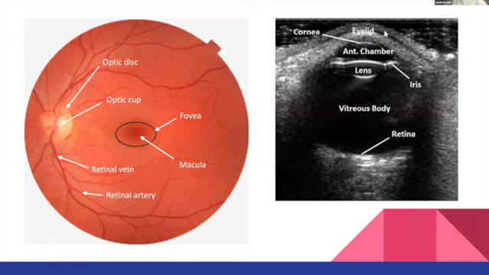On the right, you see a normal POCUS of an eye. In the anterior chamber, you see the eyelid, the anterior chamber, the lens, and then this big hypoechoic vitreous body with the retina in the back.